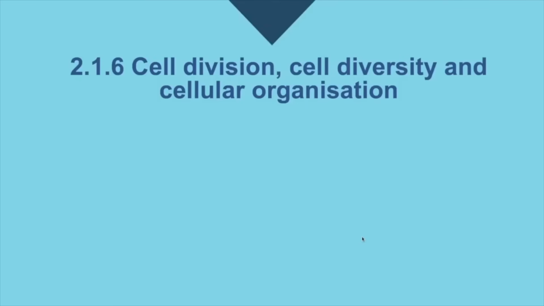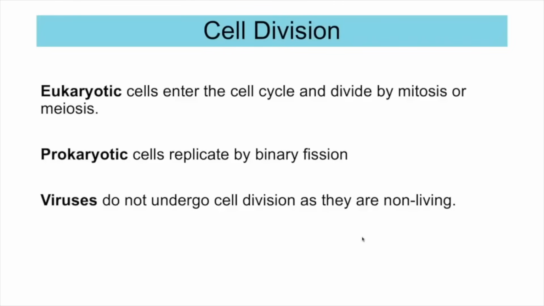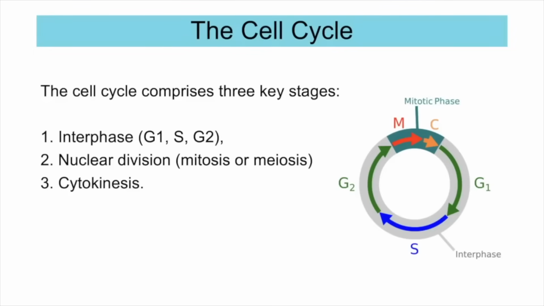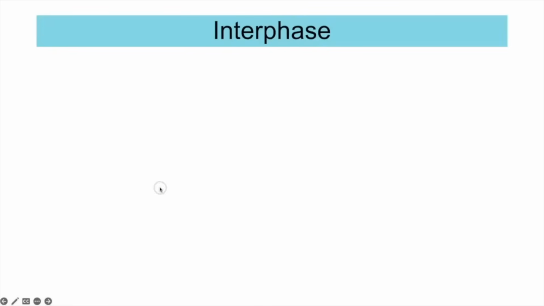Cell division, cell diversity, and cellular organization. So cell division, first of all. In eukaryotic cells, they enter the cell cycle and then divide by mitosis or meiosis. Prokaryotic cells replicate by binary fission, and then viruses do not undergo cell division as they are non-living. The cell cycle comprises 3 key stages. We have interphase, split into G1, S phase, and G2. Then there's the nuclear division, which is either mitosis or meiosis, and then finally cytokinesis.